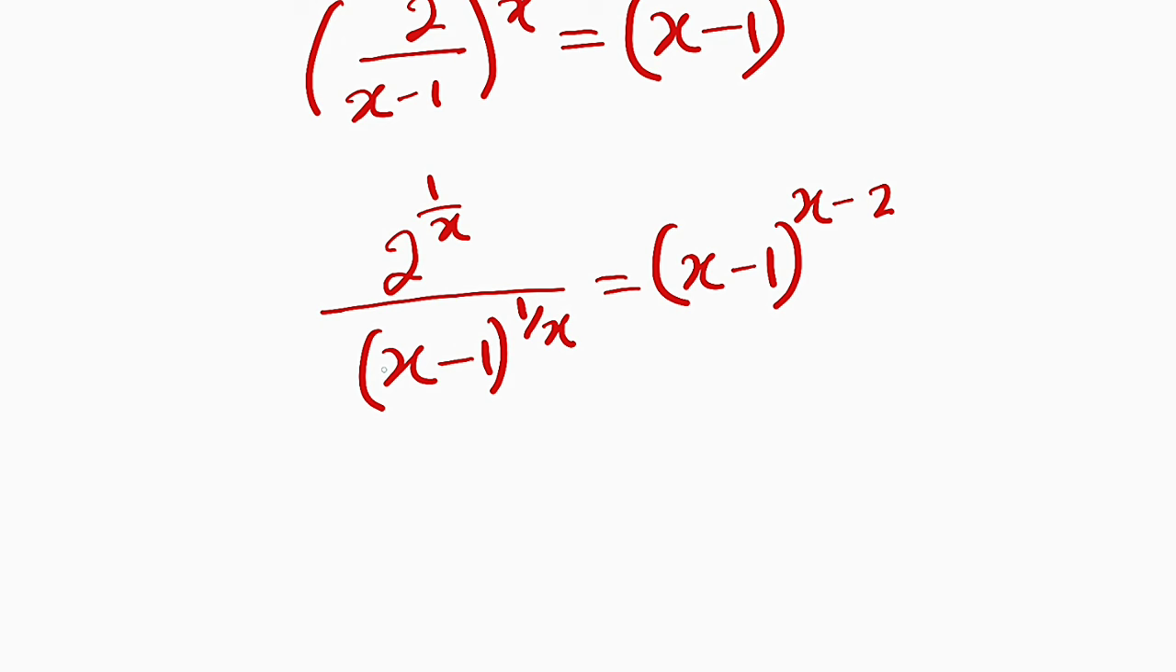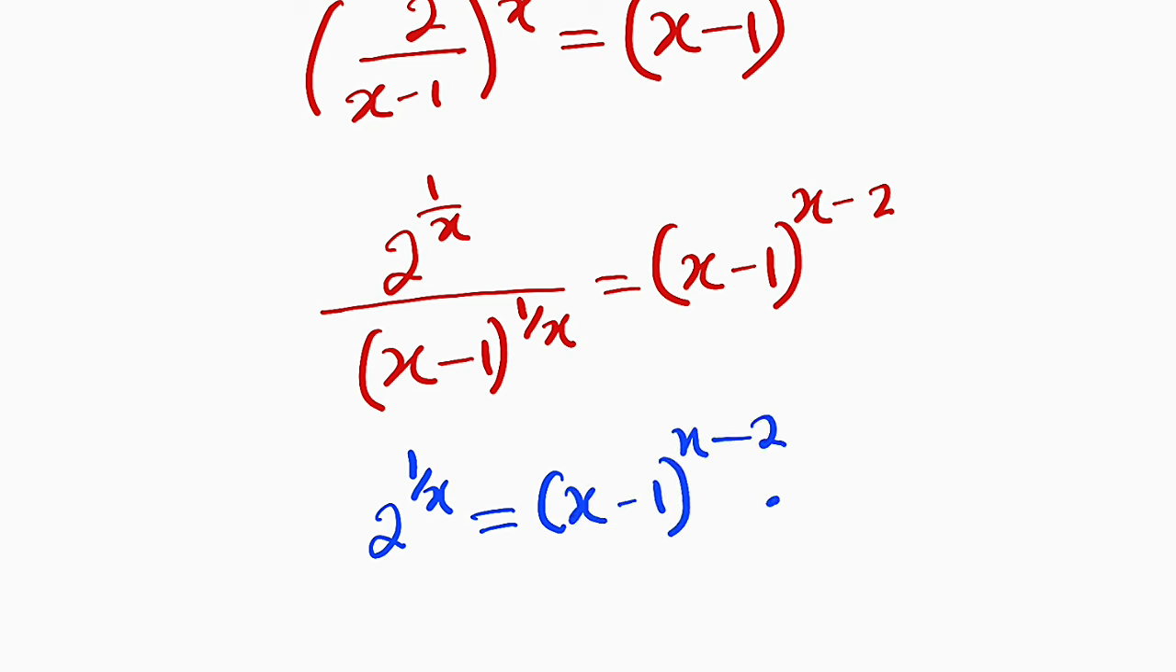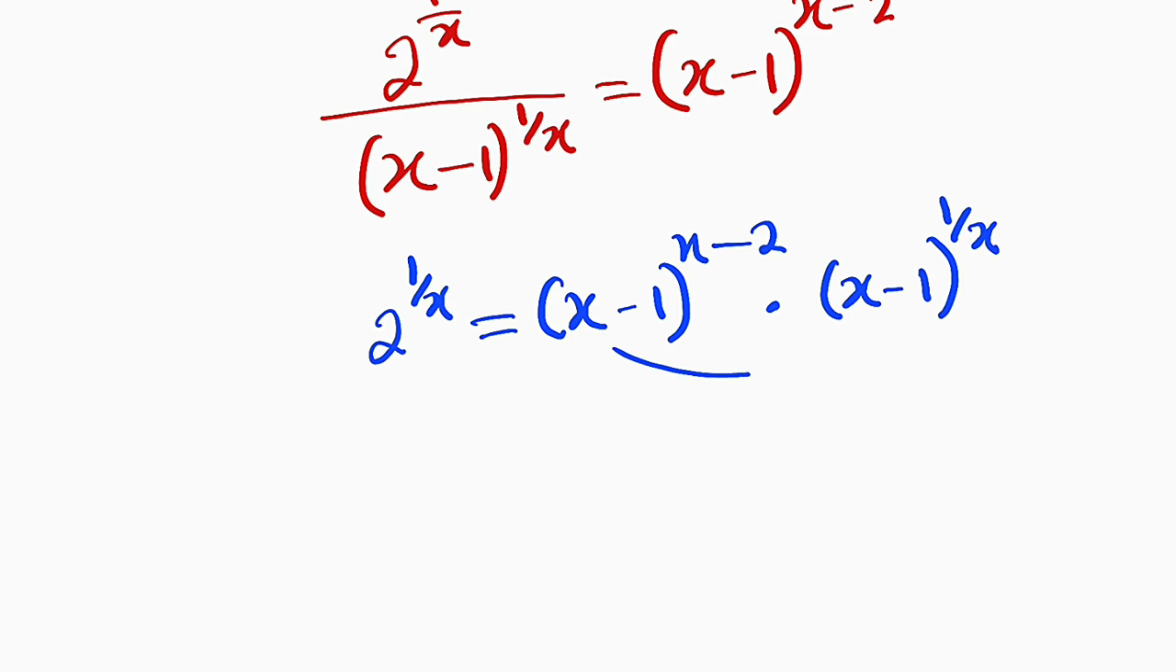Now let us multiply both sides by this denominator in order to cancel the fraction. So on the left hand side we have 2 raised to the power of 1 over x. This is equal to x minus 1 raised to the power of x minus 2 multiplied by x minus 1 to the power of what? 1 over x. You see the bases are the same. We are free to add the exponents according to one of the laws of indices.